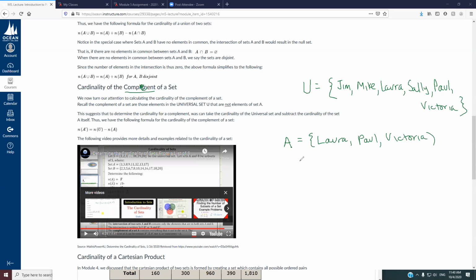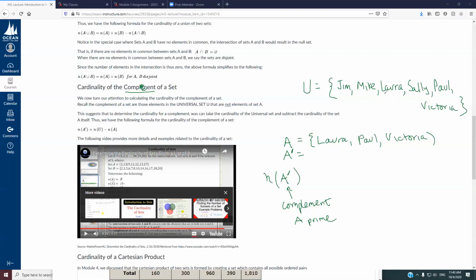I might want to know the number of elements in the complement. Remember, the complement, we write it as A with that apostrophe. Sometimes we say A prime. Let me write out A prime. A prime are the members of the universal set that are not in set A. Complement of set A really means find the members that are not in set A. It's almost like the opposite of set A.